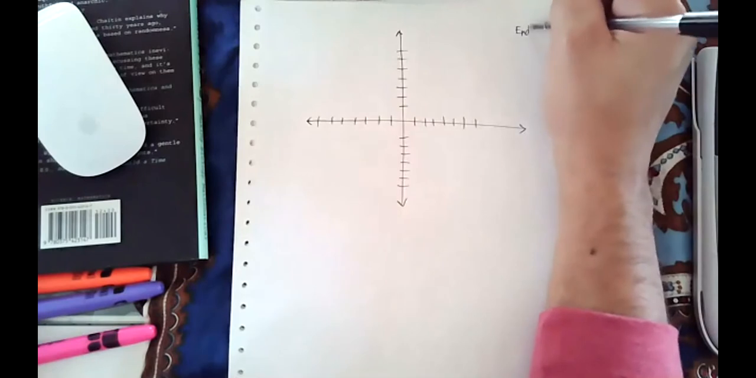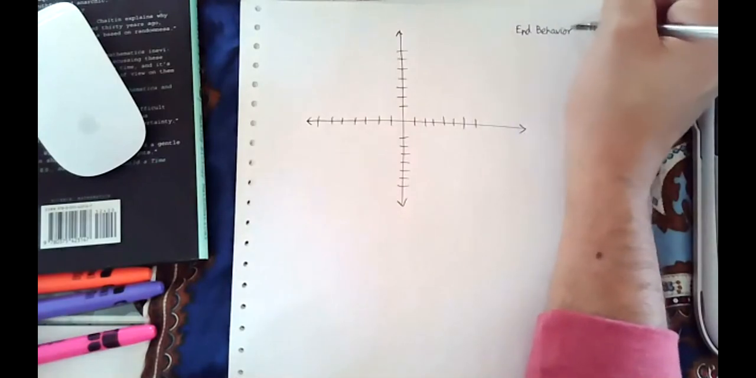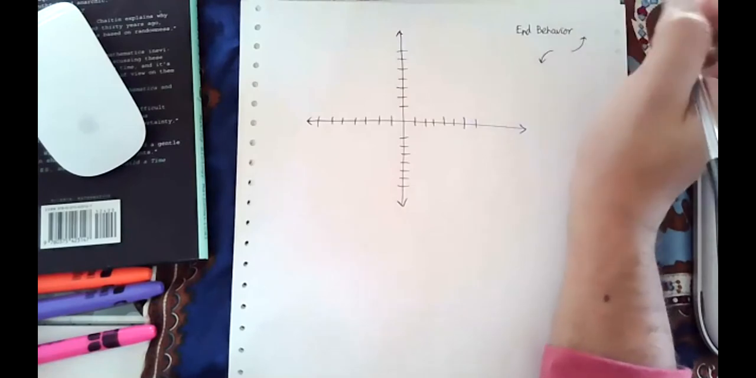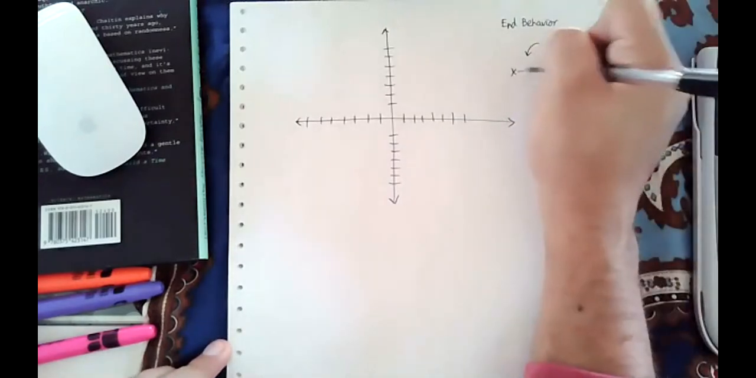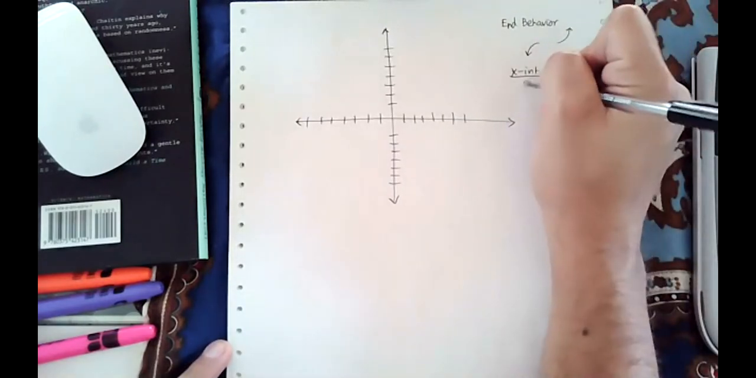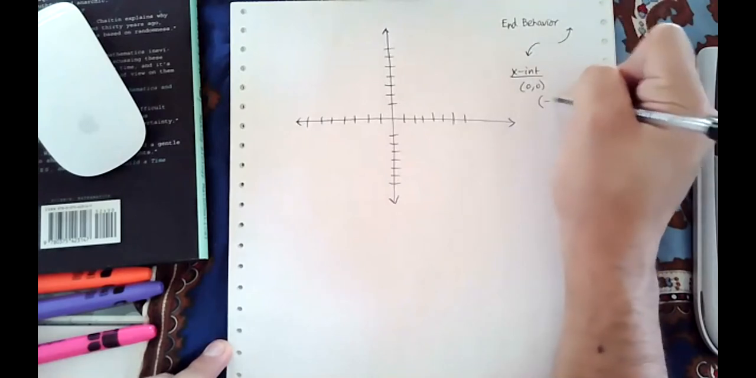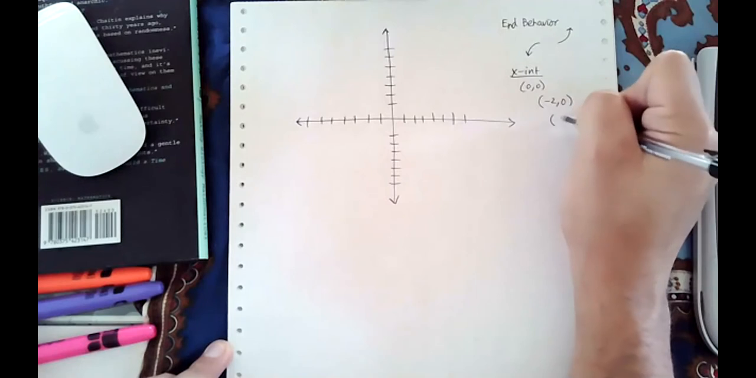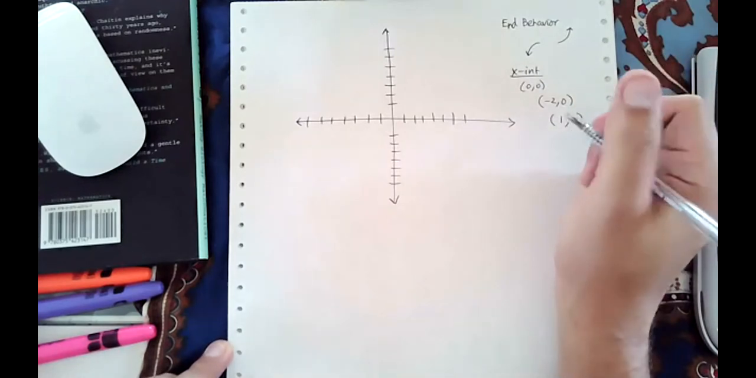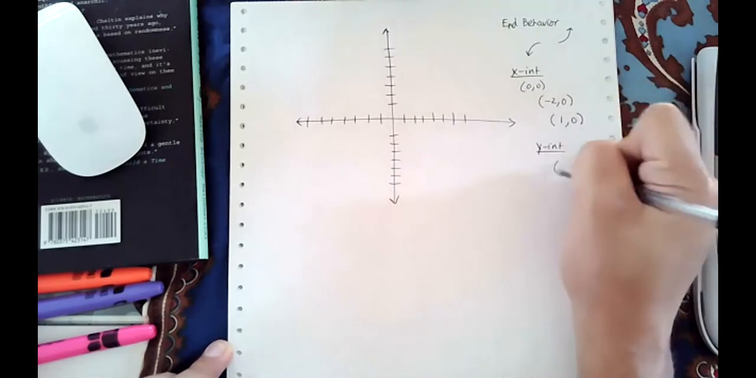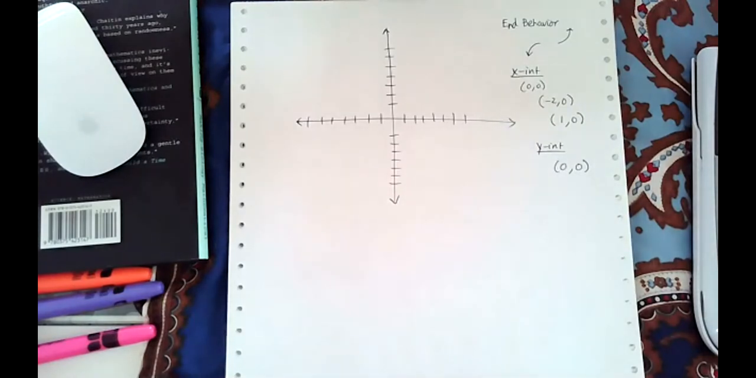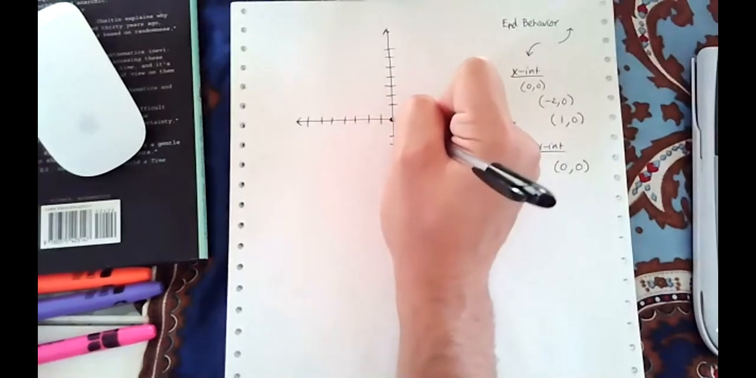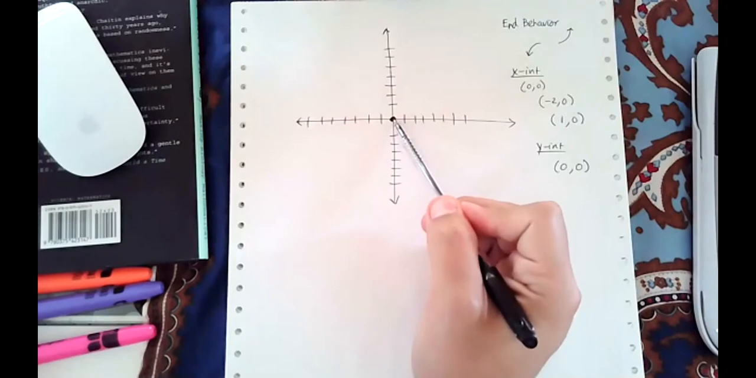So I have the end behavior for this function, and I know that this thing is sort of related to a cubic function. It's an odd polynomial, so it'll have that end behavior. I know my x-intercepts. Let me go ahead and list them. I have 0, 0. I have -2, 0. And I have 1, 0. I also have my y-intercept at 0, 0. So you might notice that this x-intercept and this y-intercept are the exact same point. That's perfectly fine. Anytime you have a point that's perfectly at the origin, that is going to be the x and the y intercept.